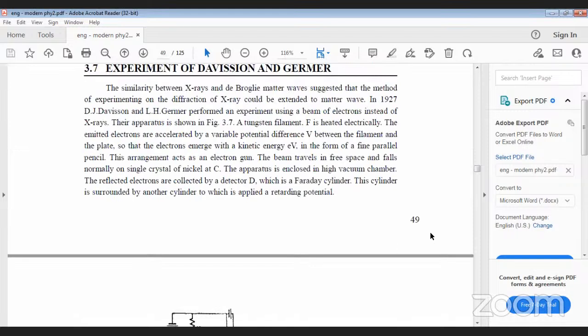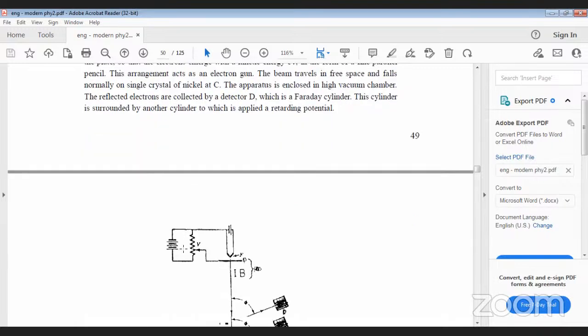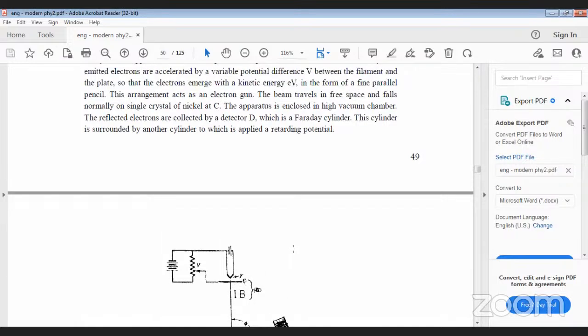You just want to look at what it consists of here. A tungsten filament. How is the filament going to be heated? By this circuit only. The battery is there, and a high potential difference is there, so that through the resistance the filament is going to be heated here. When the filament is heated, it is going to be emitting electrons with a kinetic energy Ke.